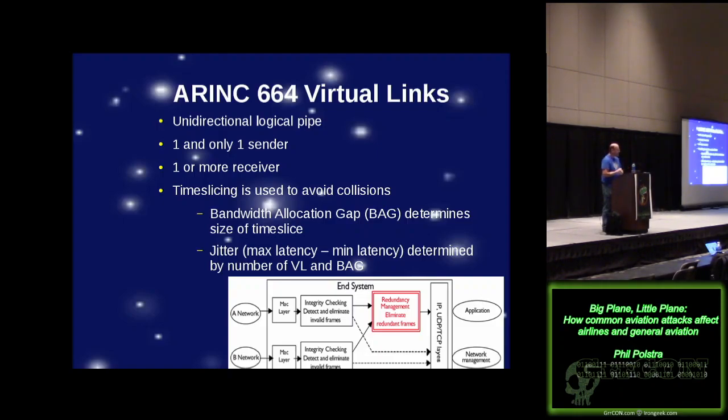And the way that it works is that it uses virtual links. A virtual link is just a virtual pipe that connects two processes, and there's one and only one sender, and there can be one or more receivers in the system. And we use something called a BAG, a bandwidth allocation gap, and that determines the time slice size. And then we have jitter, right? And it's related. What's the maximum latency that you can have?